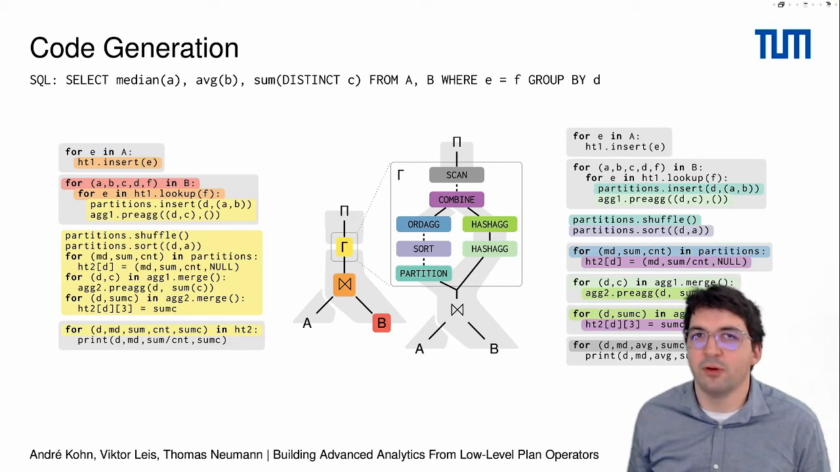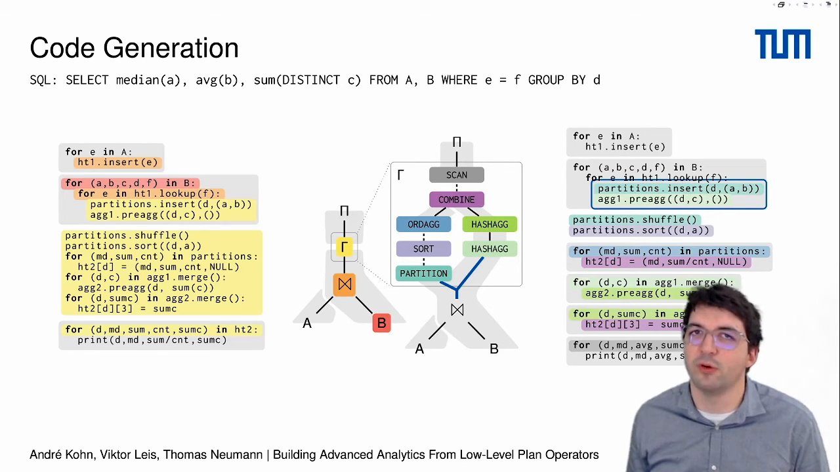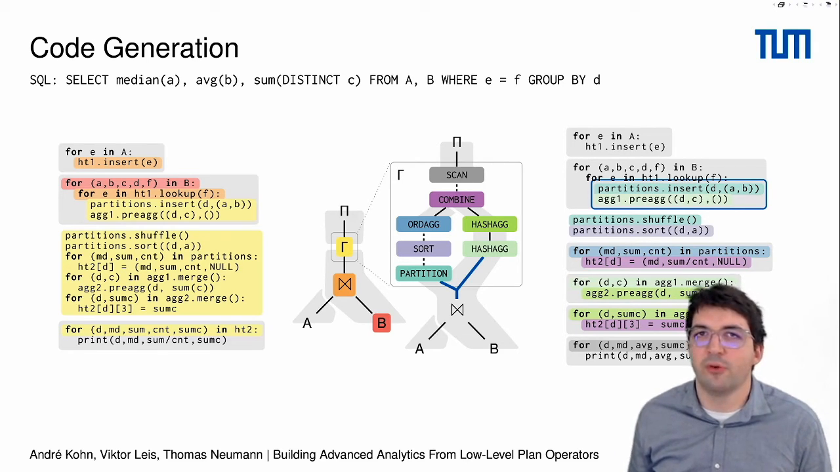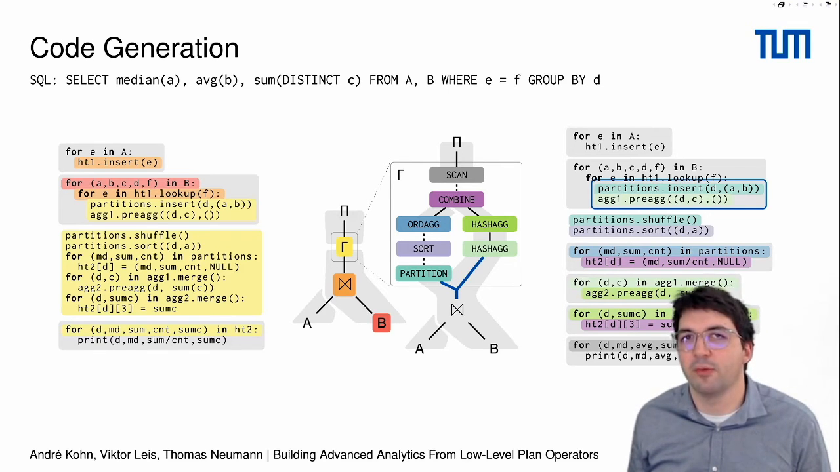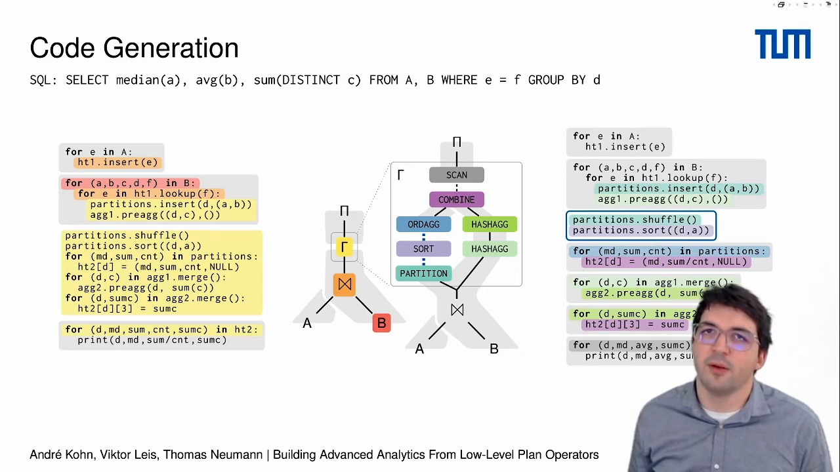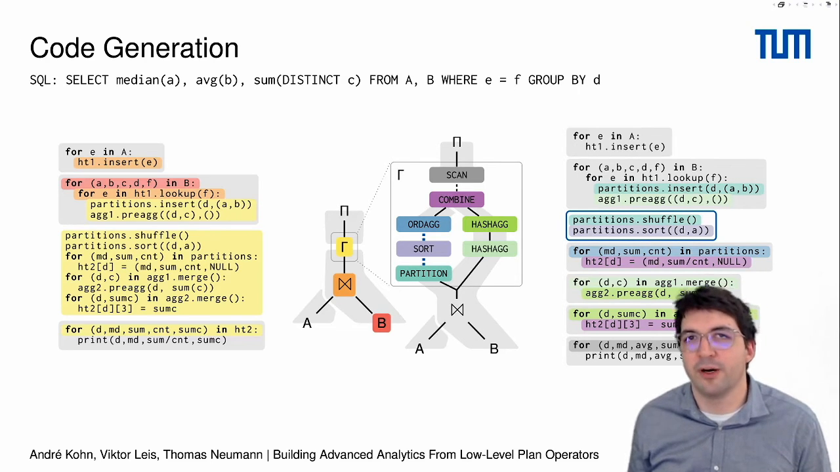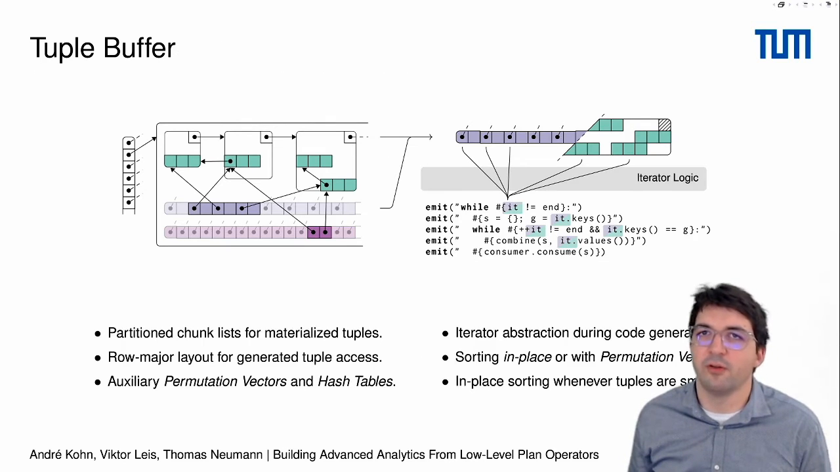Yet there are two notable differences when it comes to the code generation itself. First, we no longer generate code for a tree but a graph, which means that operators may need to inline code for more than one consumer. In the example, the join operator produces tuples for the partition operator as well as the hash aggregation operator. Additionally, buffers are now explicitly passed between operators, which will bypass the pipeline-driven code generation of the push model. These buffers are also the primary data structure for low-level plan operators.